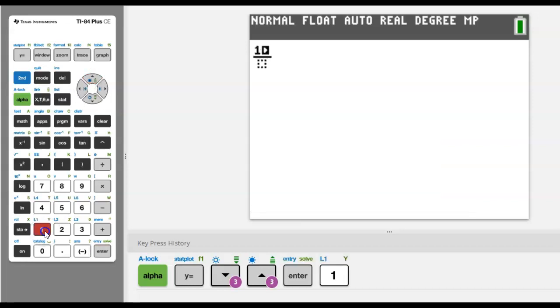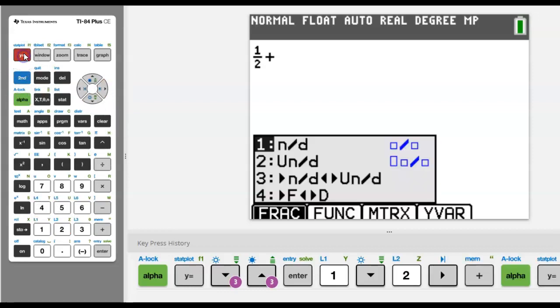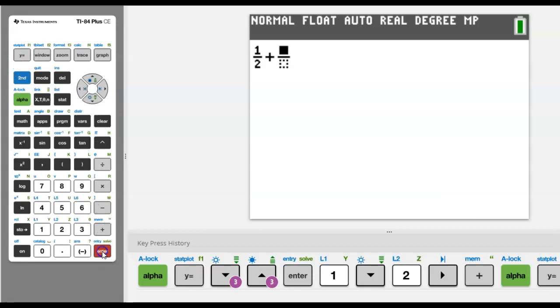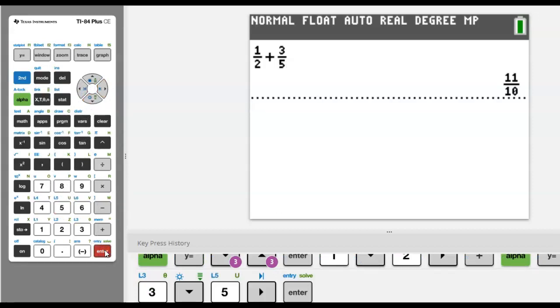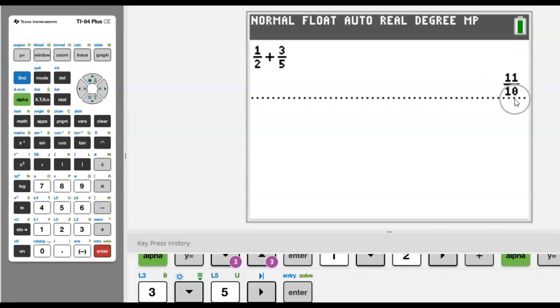So we have 1/2, then you go here, plus, go to Half Y, you pick option 1, and then it's adding 3/5. Then you enter, and that gives you the answer as 11/10.